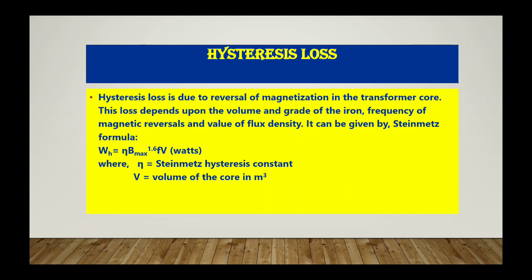So W_H, that is the hysteresis loss, equals the Steinmetz hysteresis constant times B max, that is the flux density, to the power 1.6, times frequency f, times V, where eta is the Steinmetz hysteresis constant and V is the volume of the core in meter cube. So that is the formula of hysteresis loss.